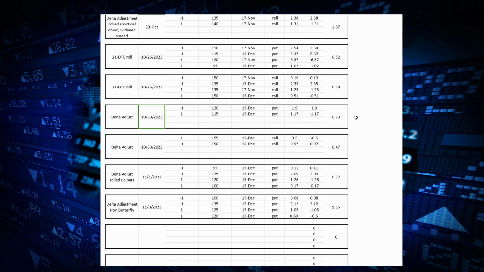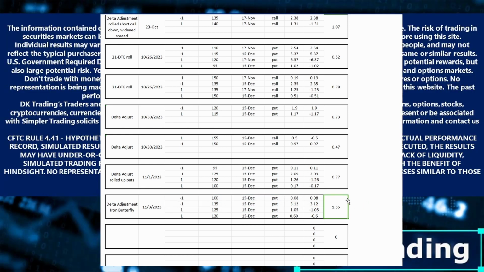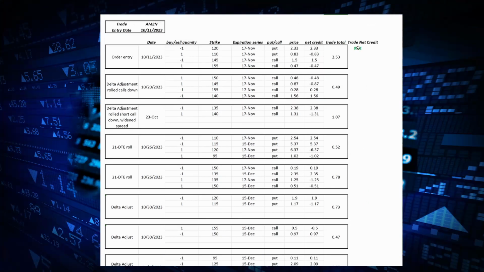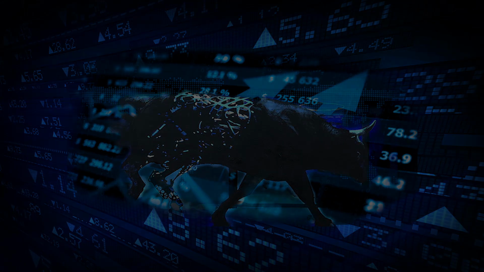since the last video. So on the 30th, which I'm not sure if we covered on the last video or not, we rolled the puts up, rolled the calls up, or down, it looks like, and we collected a credit. $1.73 for each one, $1.47. But then ultimately we needed to roll these puts up like crazy, collected another 77 cents, and then ultimately with selling the 135, collecting $1.55. In total, we've collected $8.91 on this trade.